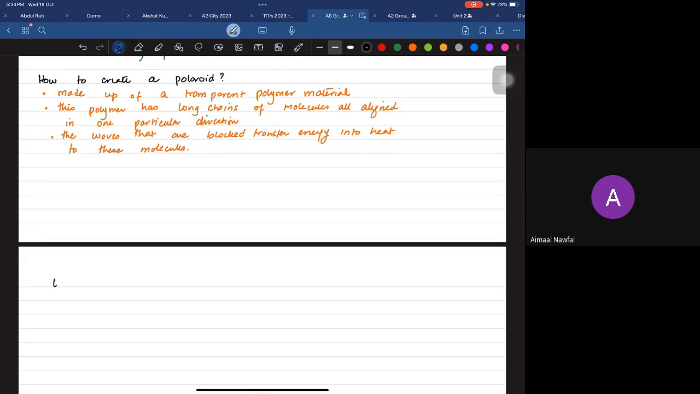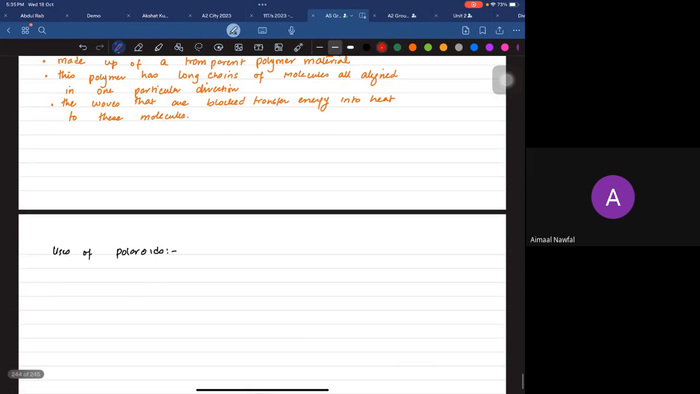Now there are many uses of Polaroids. The first use is in sunglasses. The real sunglasses, which are the expensive ones.